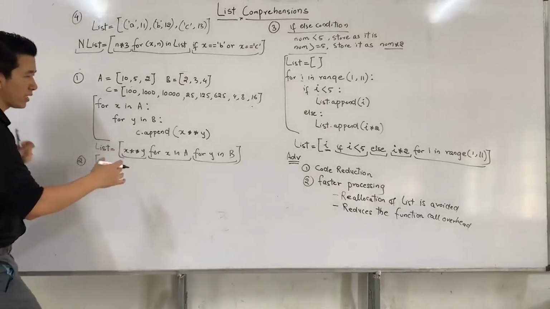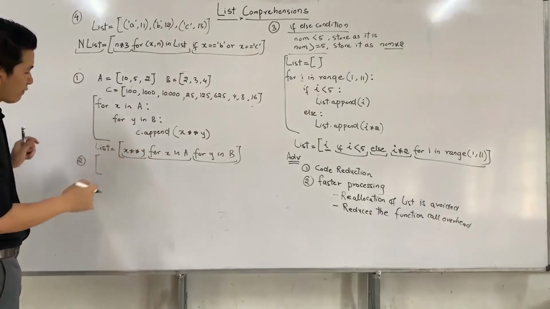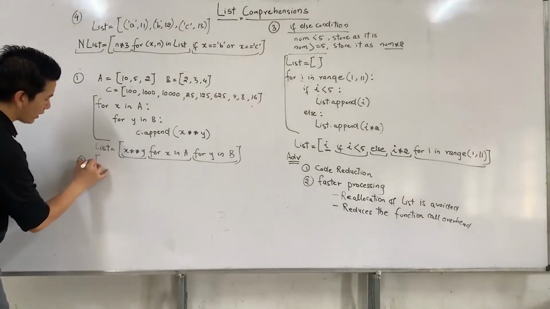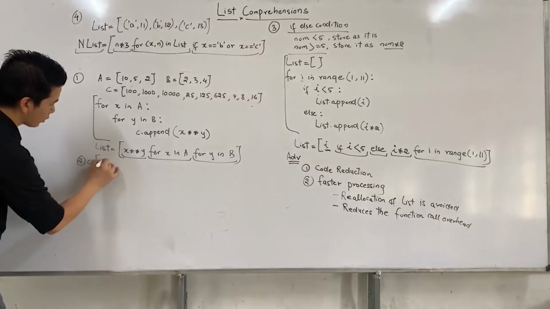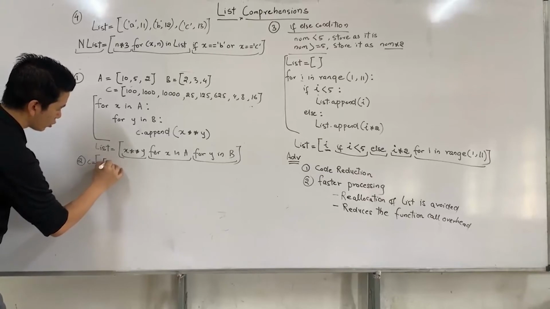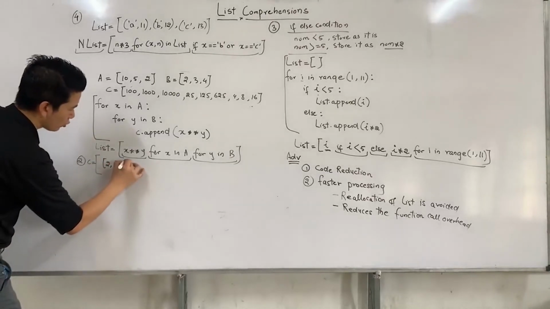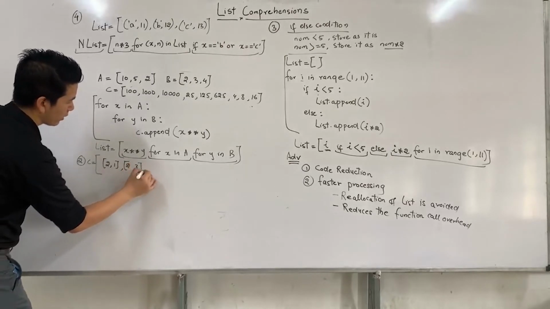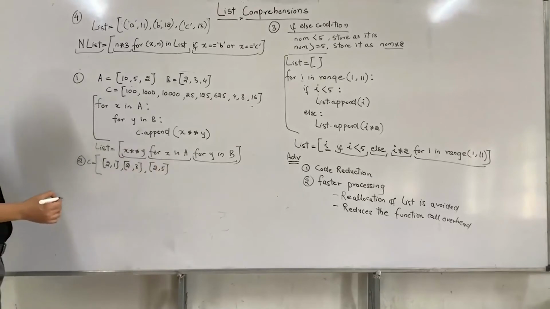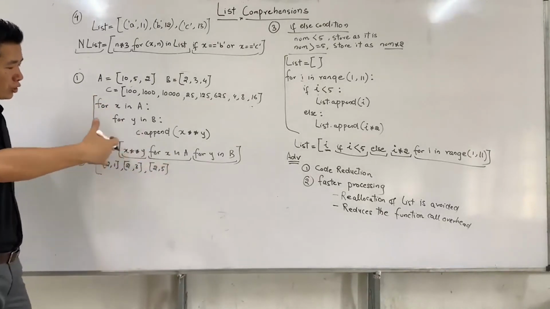Let's not drag it till 10, there will be just too many. So let's keep it till 5. Even number has to be paired with odd. So the new list will look something like this: 2, 1, then 2, 3, and then 2, 5. Since I said the limit will be 5, I would like to stop at 5.